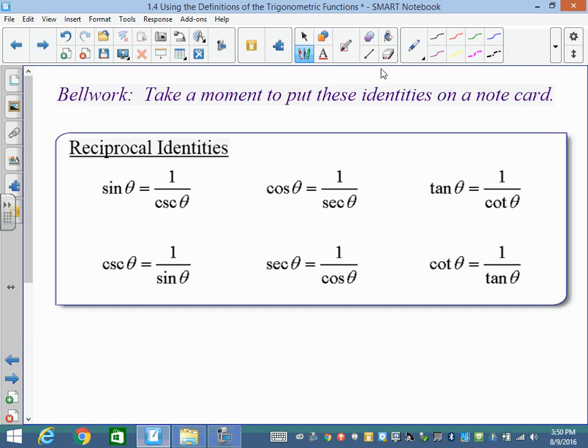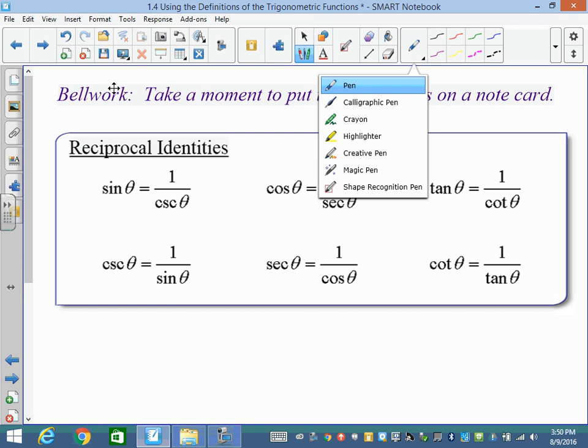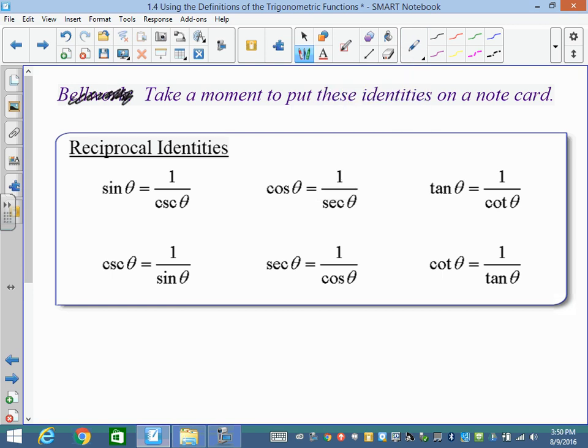This is really not bell work. Take a few minutes here to put these on a card. Again, if I tell you to put something on a note card, that will be allowed on a test. Your notes are not allowed on a test, so you'll just go through and write these down. You do have to have these eventually memorized. The idea that sine is the reciprocal of cosecant, cosine and secant are reciprocals, tangent and cotangent are reciprocals.